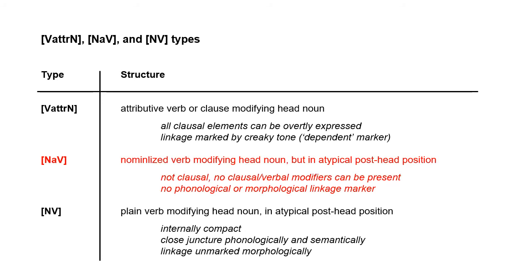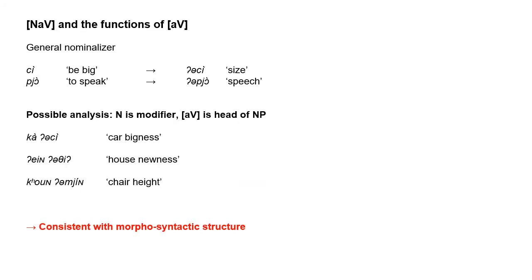Now we have to take a closer look at the NAV, the noun followed by a nominalized verb, to check the internal structure, because this is not really clear. Now this prefix a is a general nominalizer in Burmese. So if you have the verb ji, to be big, you get a ji, the bigness or the size. From the verb bya, to speak, you get a bya, speech, the speaking. So this a just nominalizes any verb, basically.